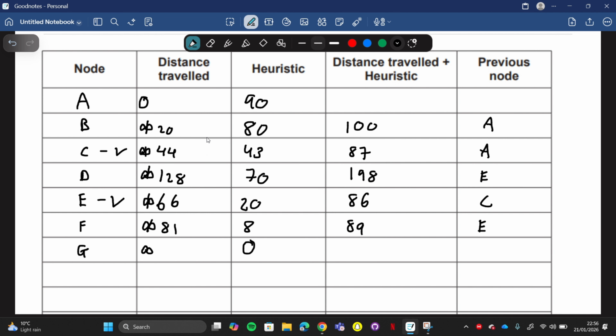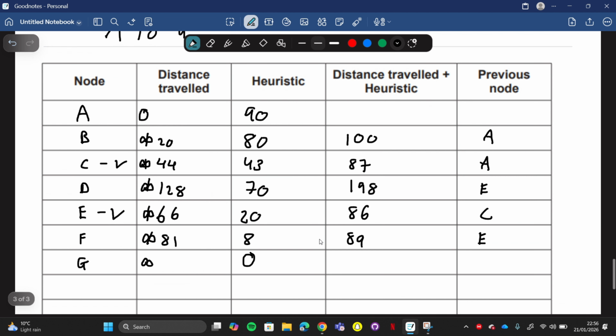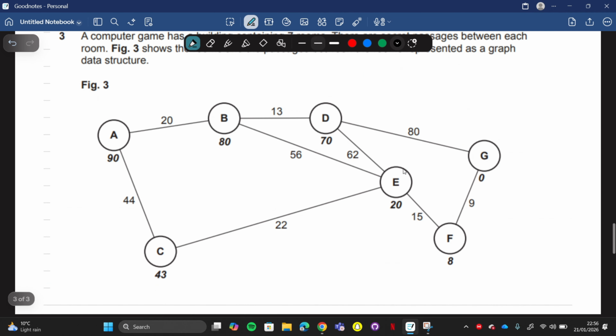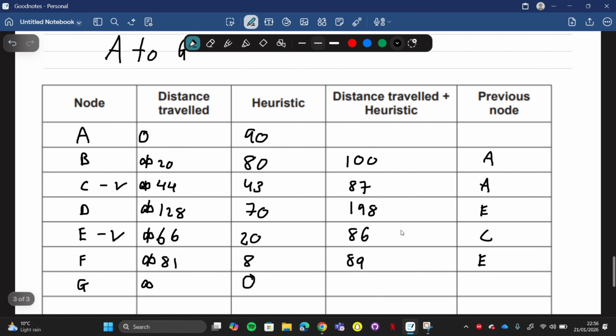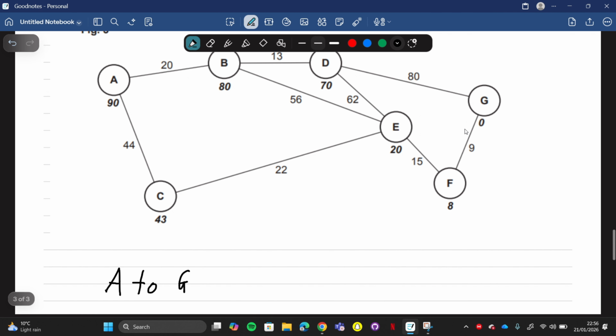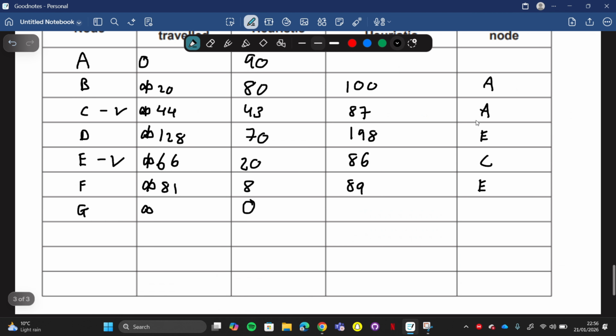So look at the nodes which have the lowest non-visited distance traveled plus heuristic, and it's F, right? F is still lower than B. So we look at F, and it connects to E, which is already visited, so we don't really want to worry about that. And it also connects to G with a weight of 9. So we then do 81 plus 9, which is 90. And we add the heuristic of 0 to 90, previous node being F.